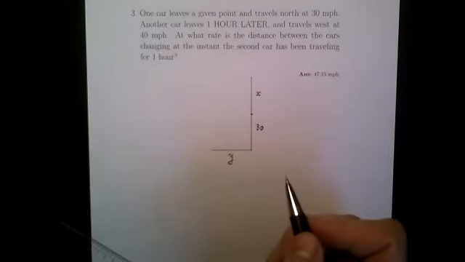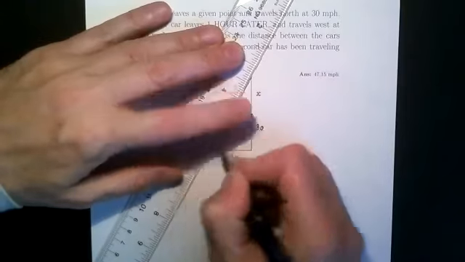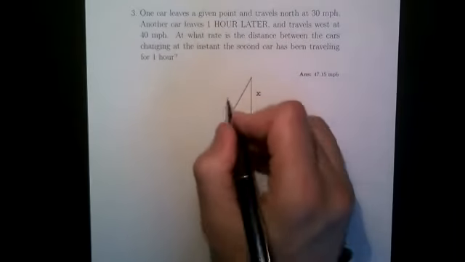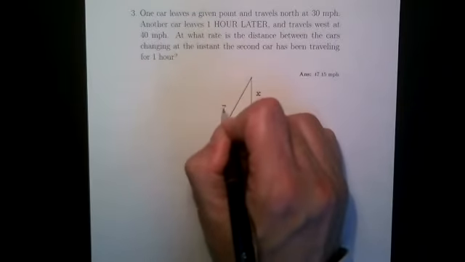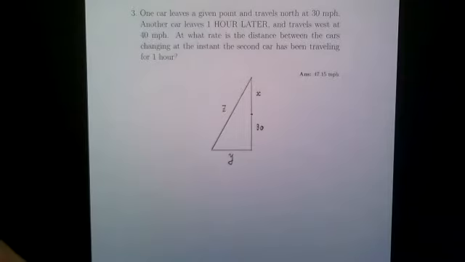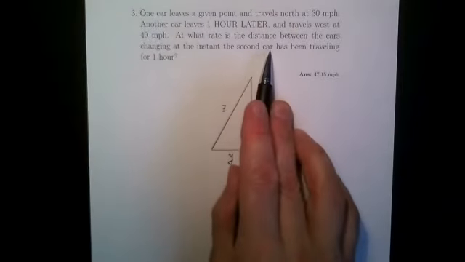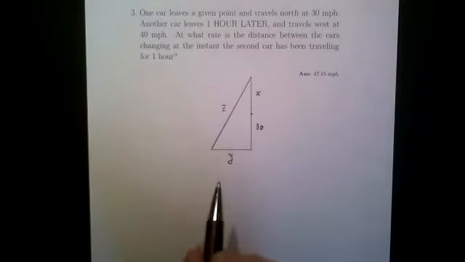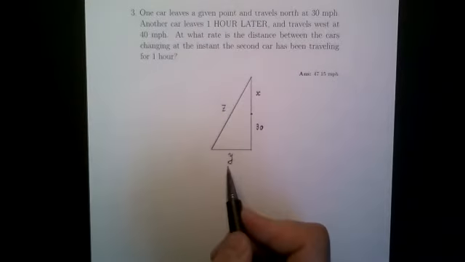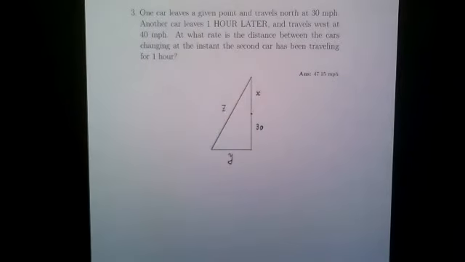Okay, so we want how far is the distance between both cars changing. So this distance I'm going to call Z. Okay, when the second car has been traveling for 1 hour, so basically when Y is 40. You okay with this?